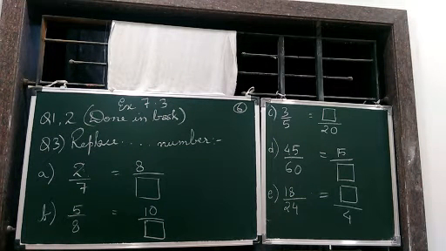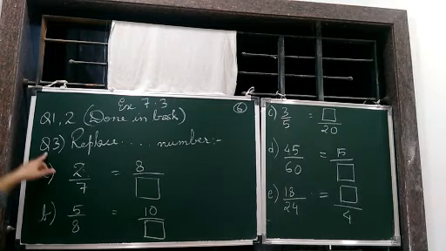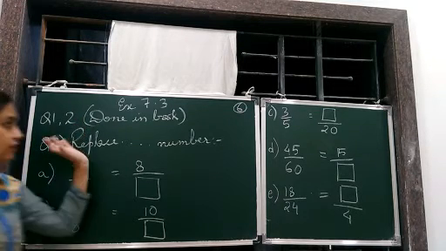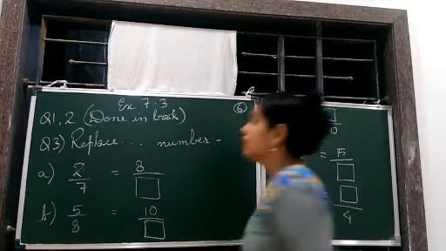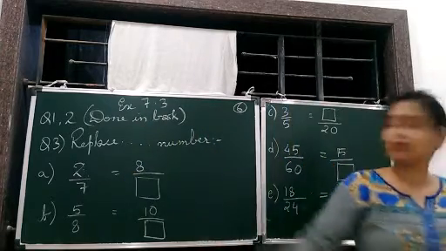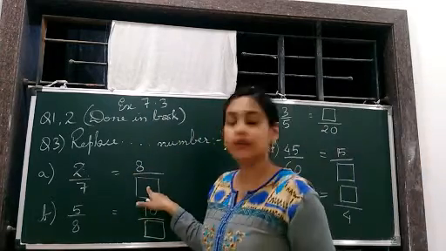So, children, we are starting with exercise 7.3, question number 3. Questions 1 and 2 we've already done, so write it like this in the copy, done in book. We start with the third question right now. We have to replace the box with a number.